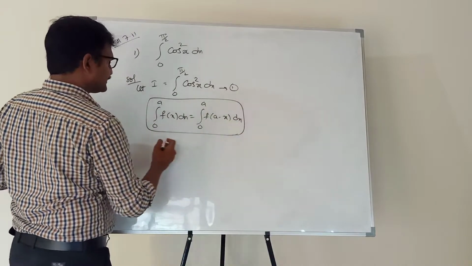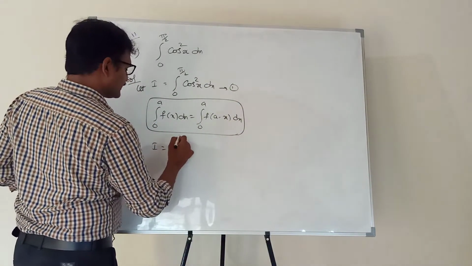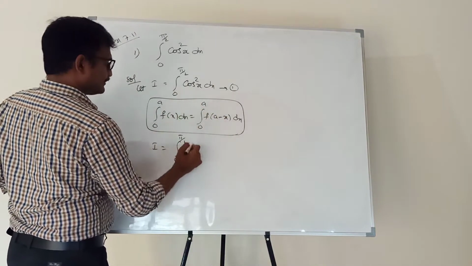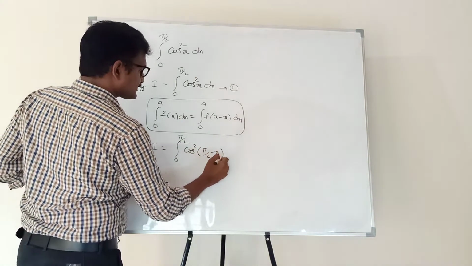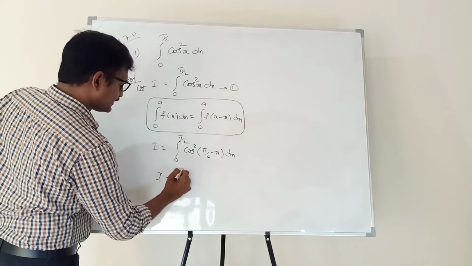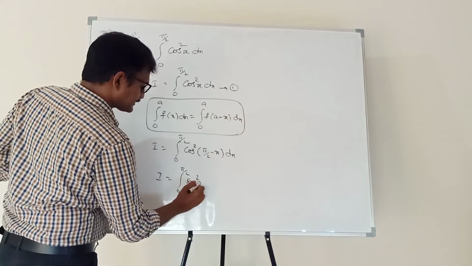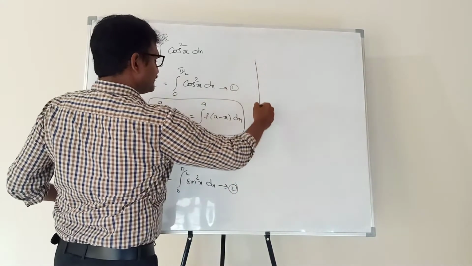From this property, I is equal to the integral from 0 to pi by 2, in the place of x replace x with pi by 2 minus x, cos square of pi by 2 minus x dx. So I is equal to the integral from 0 to pi by 2, cos of pi by 2 minus x is sin x, sin square x dx. This is equation number 2.